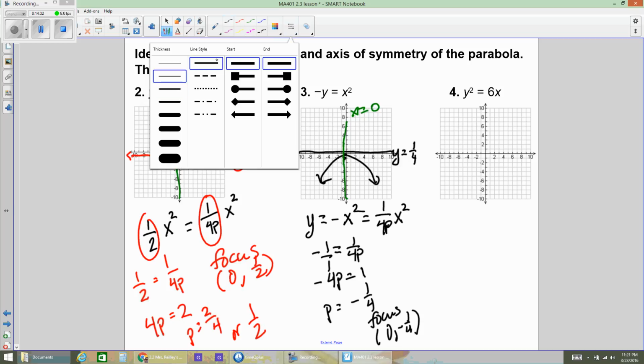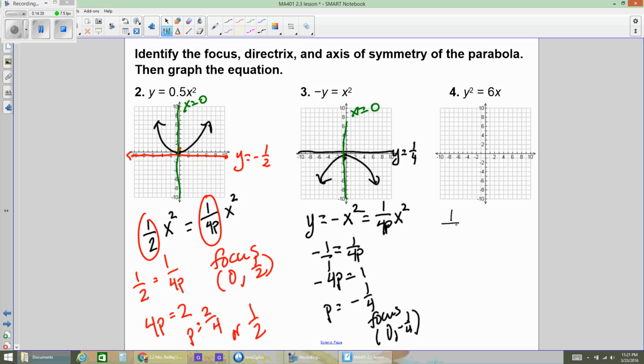All right, let's see if I can change my line style again. So first things first, we got to solve. So it's 1 over 6 y squared equals x. I divided both sides by 6. Remember, the formula is 1 over 4p y squared equals x. So you're going to set 1 over 4p equal to your 1 over 6. Do your cross multiplication. You get 4p equals 6.